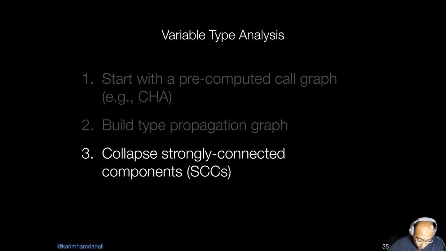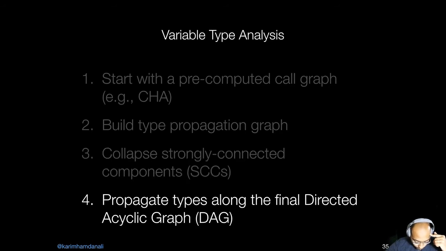The third step is going to be collapsing strongly connected components, which we're going to call SCCs. Strongly connected components are components that have cycles in them. We're going to collapse them into one node in the graph, and then we're going to see why. After this point, we're going to get a directed acyclic graph, or a DAG. Then we can propagate the types across this DAG, and then we're going to have our final type propagation graph.